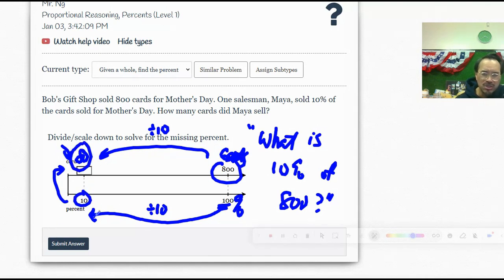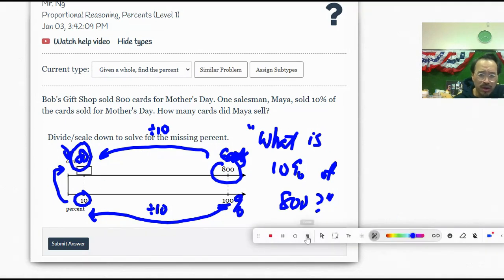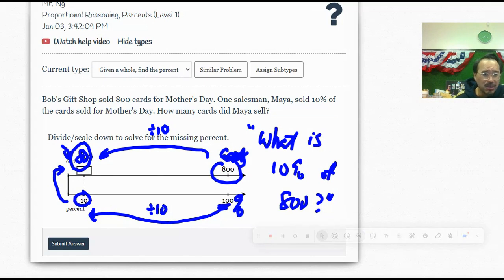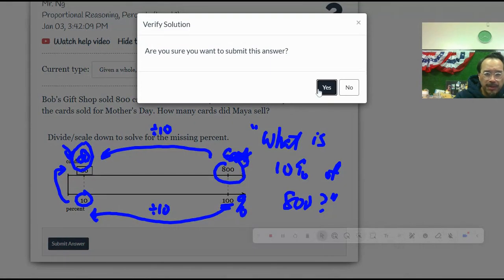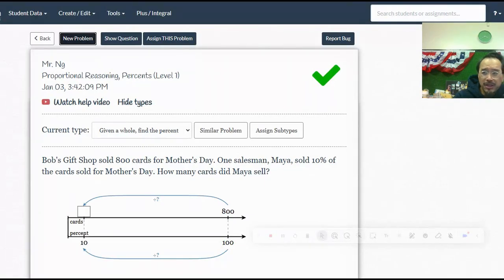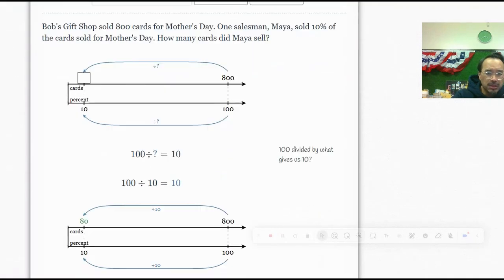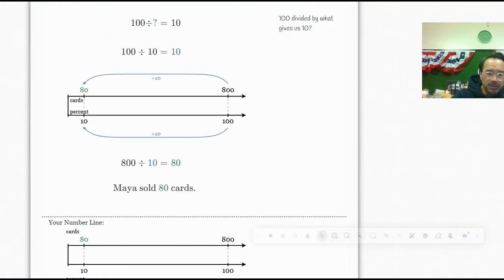Not all the questions use tens and hundreds, but I think you're aware of how to do this. Let me put the answer in. It's 80. Submit the answer. And that's it. Let's see how the explanation looks. Yeah, that's exactly how they would do it.